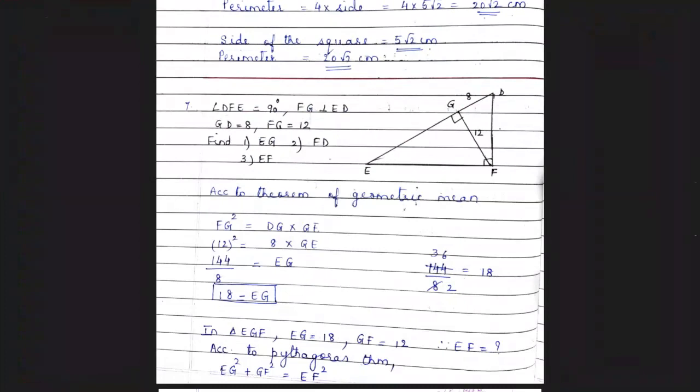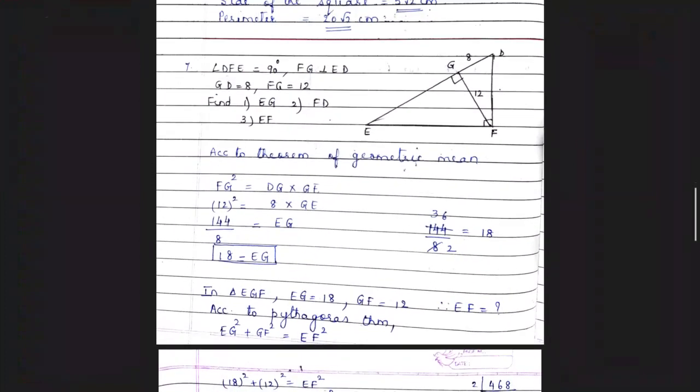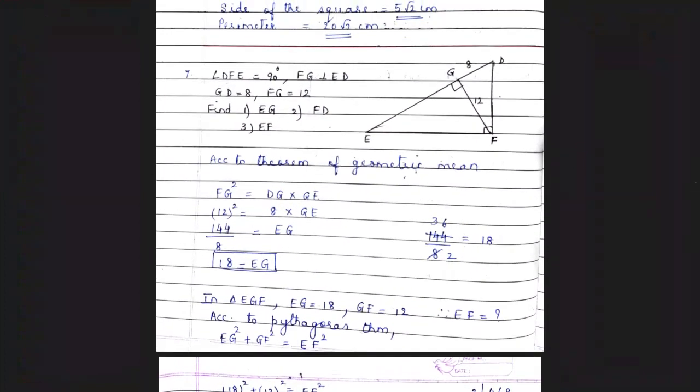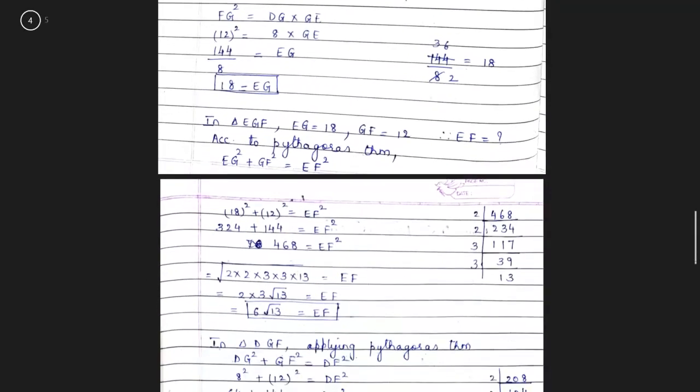We know FG square is equal to DG into GE. Now FG is 12. So 12 square is equal to 8 into GE. So 144 upon 8, EG, you get your answer 18. Okay. So you have EG equal to 18. Now the next 2 things we have to find out are FD and EF. Now if you look at the triangles, both of them are right angle triangles. You have to use Pythagoras theorem and solve it.